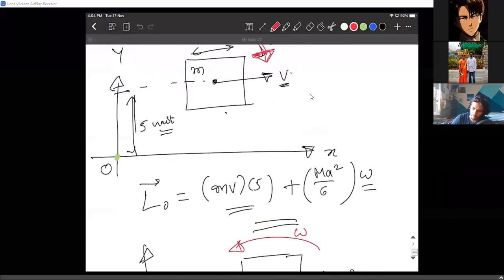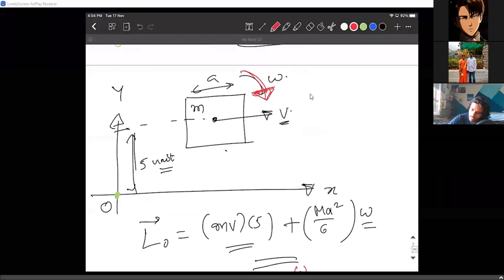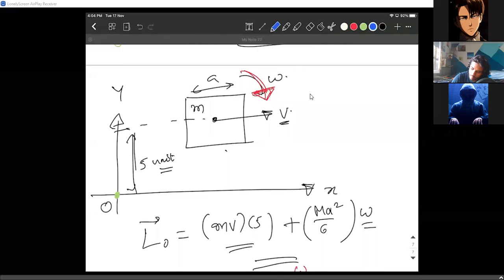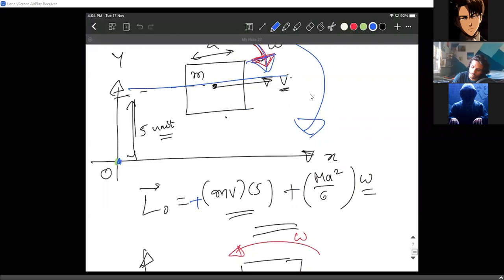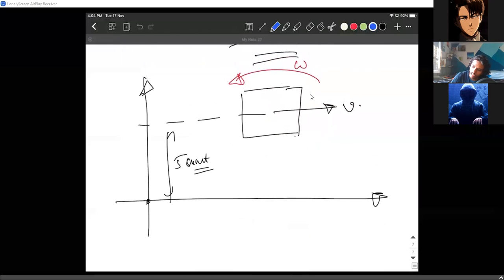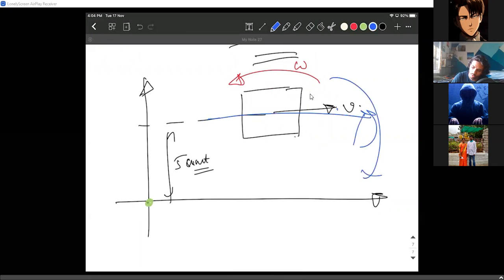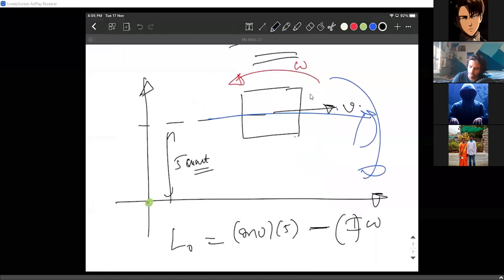Yes, guys, very simple, because you can clearly see one thing: because of the VCM about this point, the angular momentum is clockwise. This is also clockwise, so that is why I write both of them as positive. Here, about this point, I want the angular momentum. You can clearly see for VCM it is clockwise only, but this is anti-clockwise. So when I write the angular momentum L about O, I write m into V into 5 units minus I omega. I is ma square by 6. You can fill in the value.